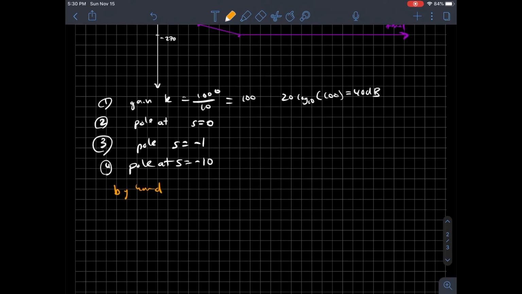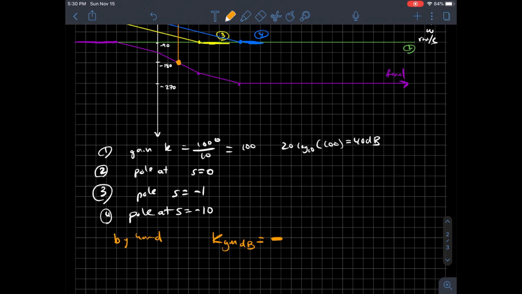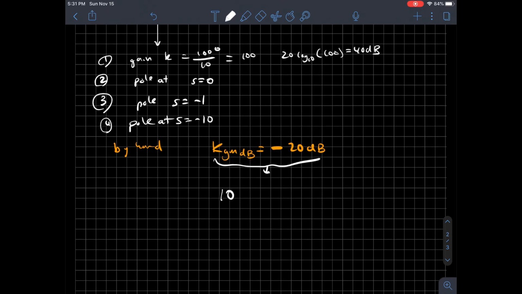So let's write that down here. By hand, K gain margin in decibels is equal to, if you remember from how I said I find it, I take negative, this is very important, negative the gain at that point. And I said the gain at that point is 20. So it's negative 20 decibels. If I convert this value out of decibels, that's 10 to the negative 20 over 20. That's equal to 1/10.